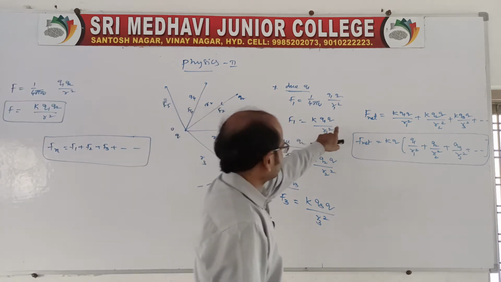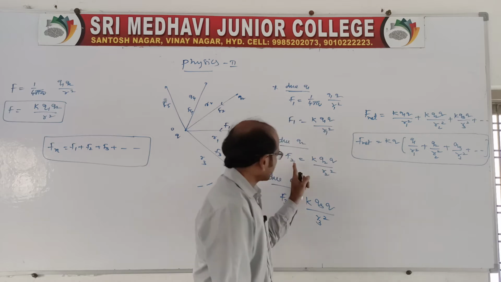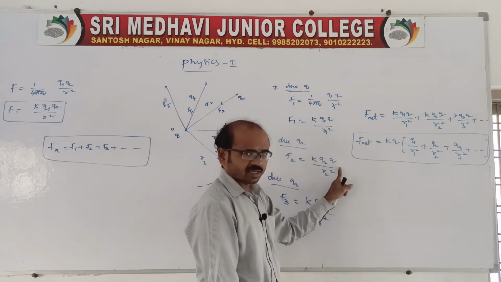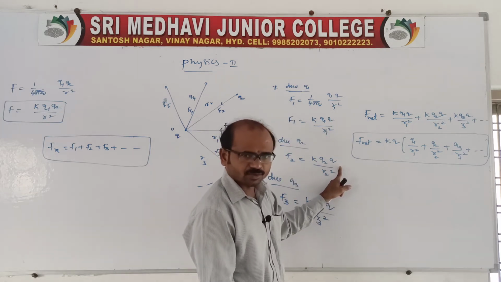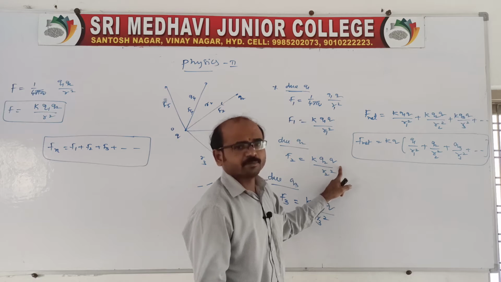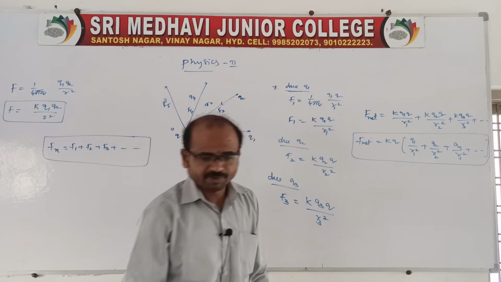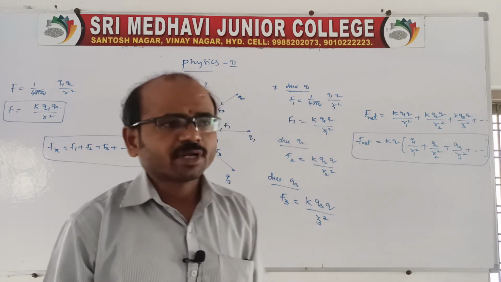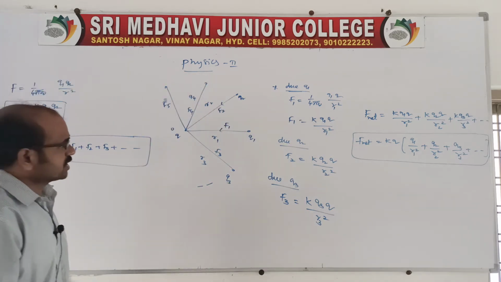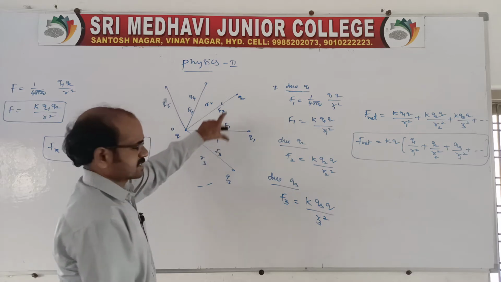At the place of F1, here you write a unit vector, and at the place of F2 also write a unit vector, that is R1 cap and R2 cap, like that. It depends. See, if the situation demands, then you write the unit vector here. If it is not required to write the unit vector, then it is a force due to multiple charges.